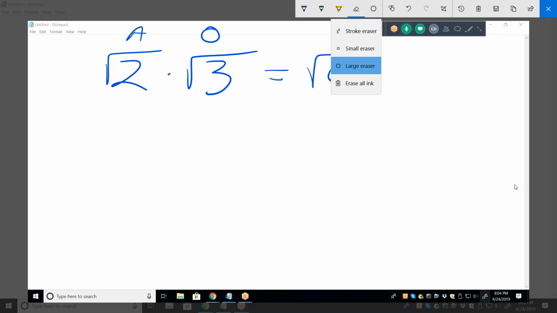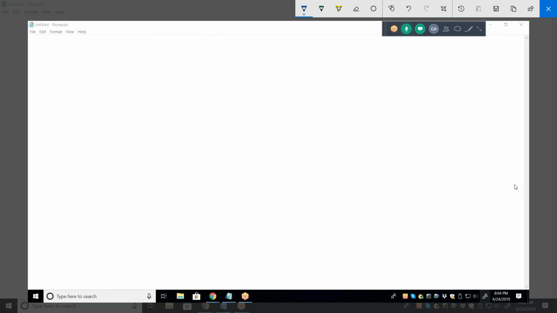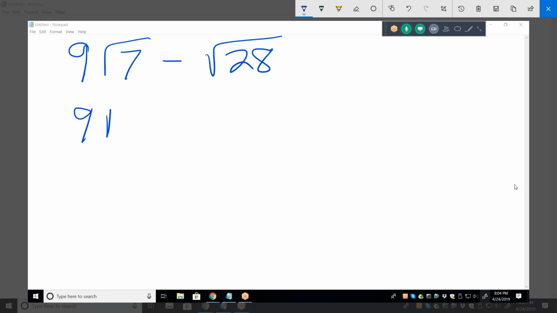All right, what other problems do you have? 9 radical 7 minus radical 28. Okay, notice these are different. Radical 7 is an apple, radical 28 is something else, a pear. But let's simplify radical 28. Maybe something nice will happen. How do you simplify it?